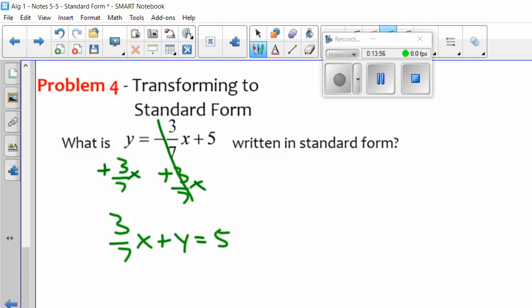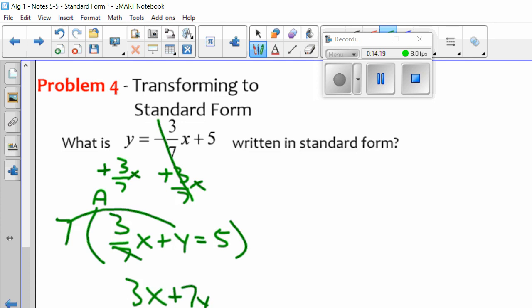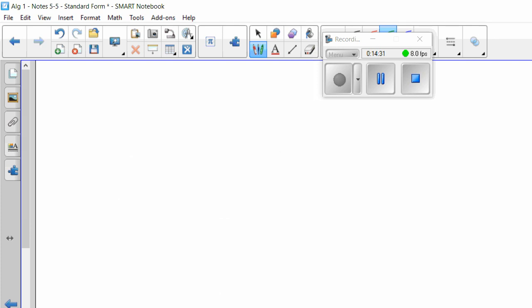And then are x and y on the same side? Yes. Is my a positive? Yes. Are there any fractions? Yes. I need to get rid of this fraction, so I'm going to have to multiply the whole thing, in this case by the denominator, which is 7. The 7's go away, so I'm left with the 3x. 7 times y is 7y. 7 times 5 is 35. And then you got your equation. All right. So that's standard form.